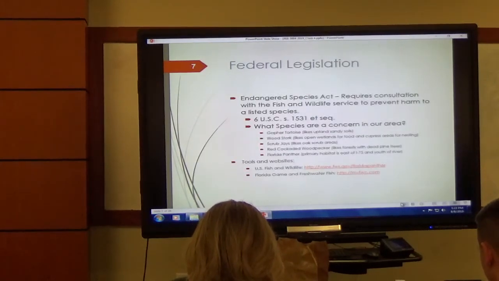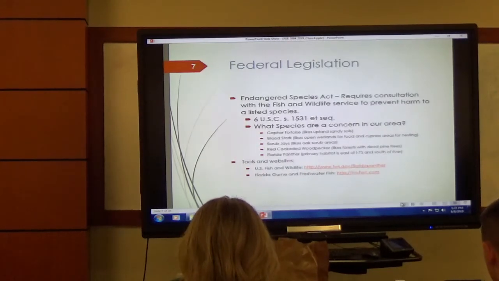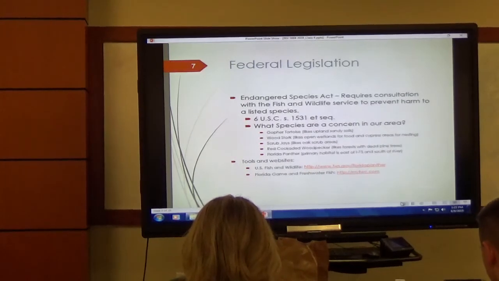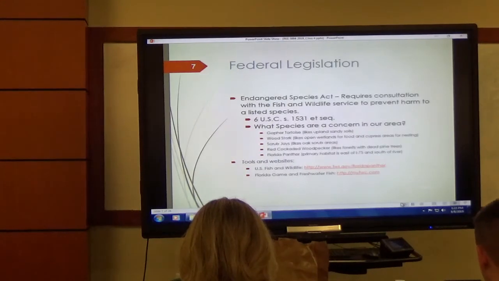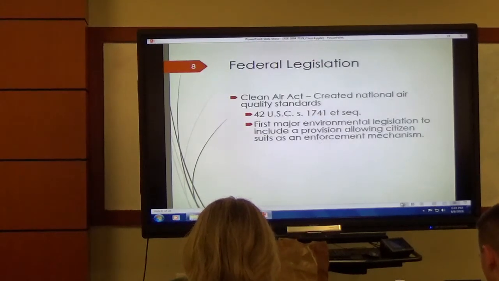The Endangered Species Act, right? If you do an environmental assessment of your property and you find protected species, you're going to have to deal with them. Or if you find not even the animals, but the nesting or foraging areas and so on, the habitat of the animals, that's the word I was looking for. The Clean Air Act.